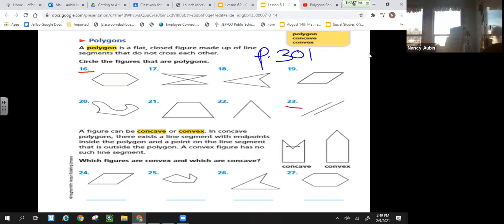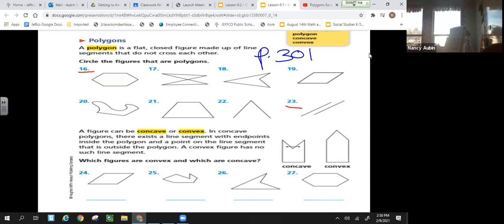Is this a polygon? Right here, it's a flat closed figure made up of line segments that do not cross each other. Is that a polygon? A circle. Page 301. So do you think this is a polygon? Then circle it and move on to the next one. Is that a polygon? Then don't circle it. Is that a polygon?